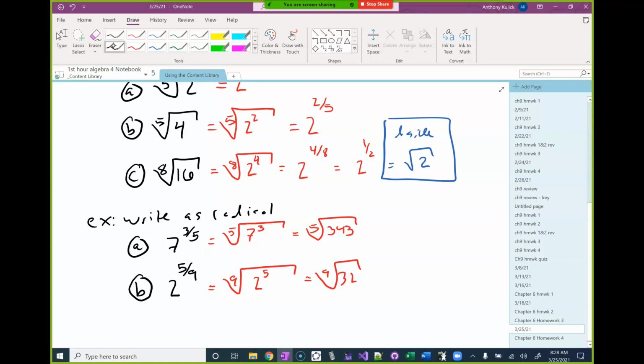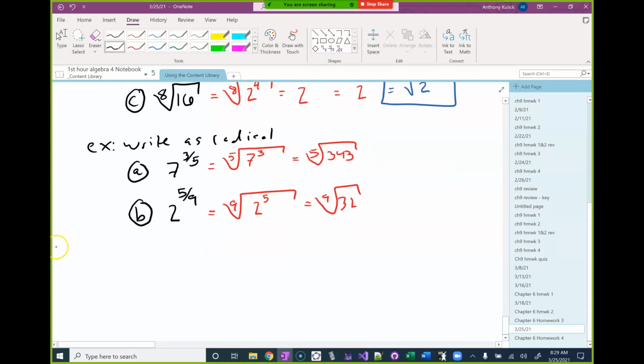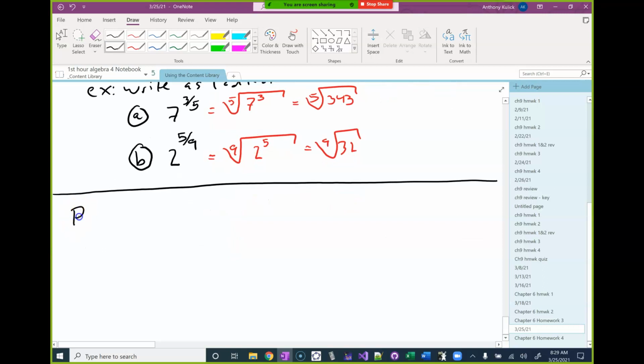So the nice part about exponential form is that we have a little bit more direction on what to do here, or what we can do with exponentials. So these are some properties that we can use with exponentials.